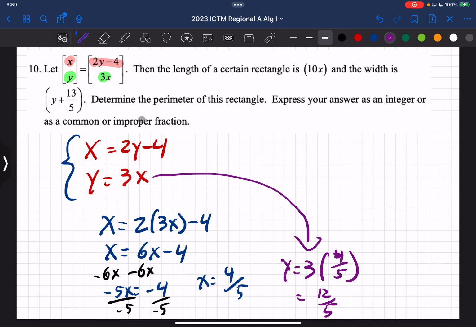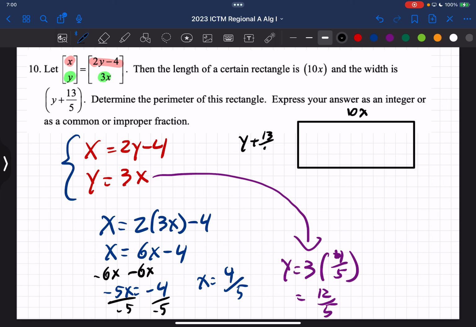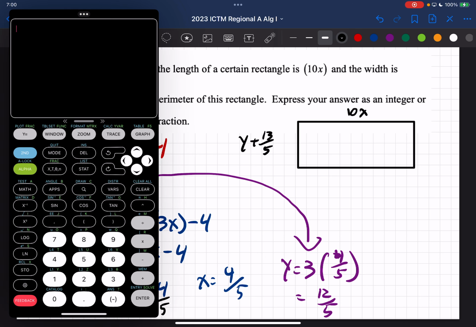Now, what is it we want? We want the perimeter of this rectangle. So we're talking about a rectangle. Now, for the perimeter, the length is 10x, and the width is y plus 13 over 5. Well, x is 4/5. So if I multiply 4/5 times 10, we get 8. So this is 8.